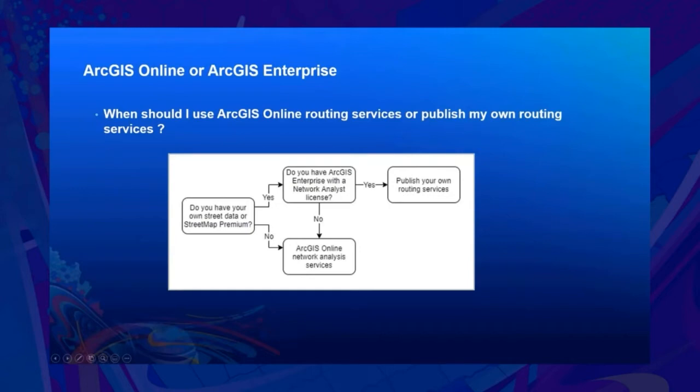Now, before we learn about service types, I often get asked by users: should I use ArcGIS Enterprise or ArcGIS Online? Both have routing services, so your decision should really be based on a few criteria. If you don't have your own street data or a StreetMap Premium product that you have access to, then you need to use ArcGIS Online routing services. Now, if you do have street data, do you have ArcGIS Enterprise and the Network Analyst extension for ArcGIS Enterprise? If yes, then you can publish your own routing services. Otherwise, you need to use ArcGIS Online routing services.